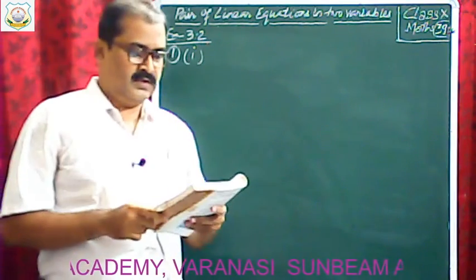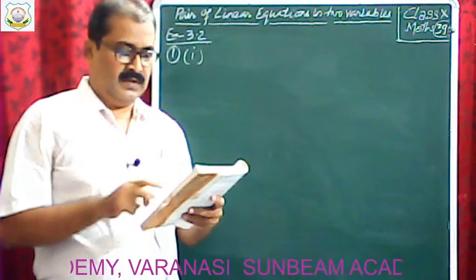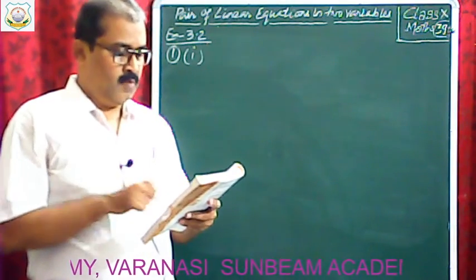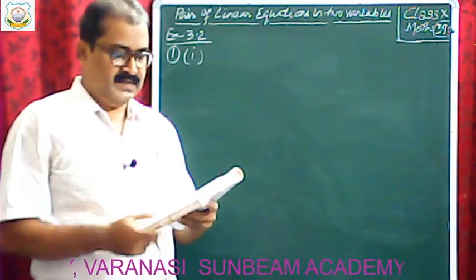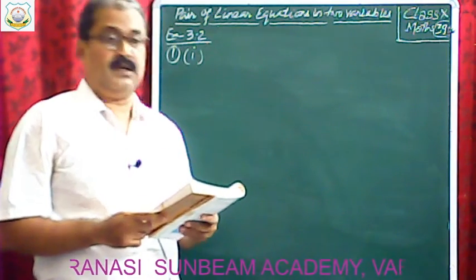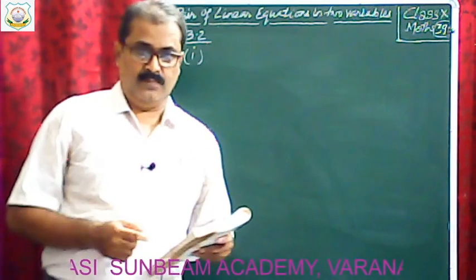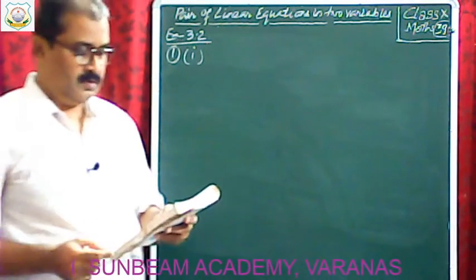10 students of class 10 took part in a mathematics quiz. If the number of girls is 4 more than the number of boys, find the number of boys and girls who took part in the quiz. You also open your NCERT book and go through the questions.